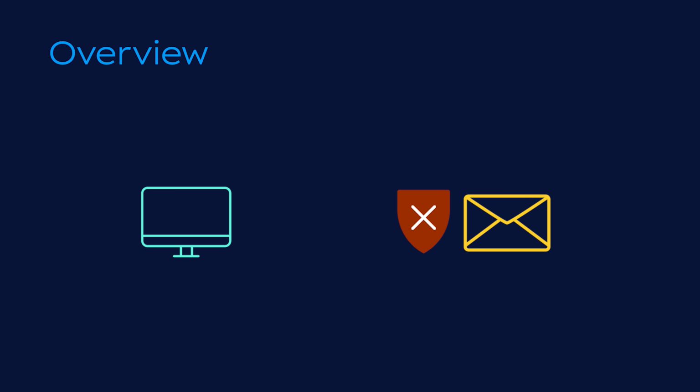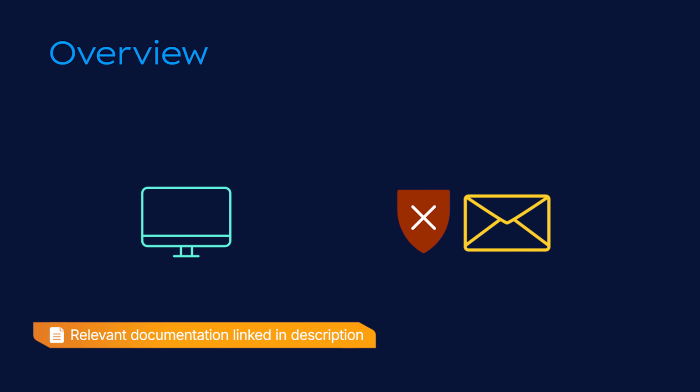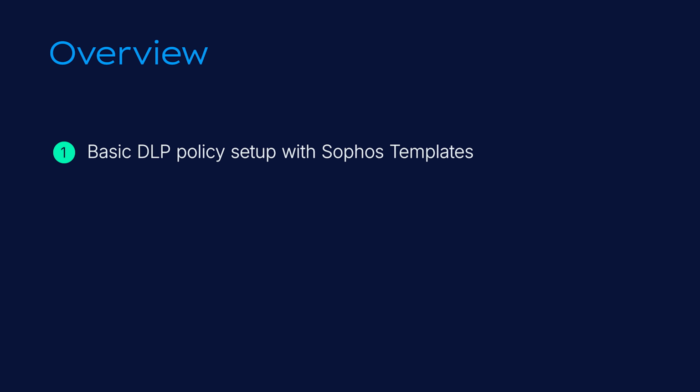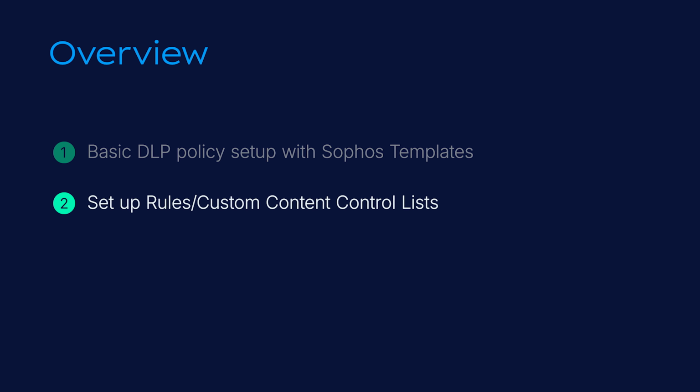The DLP rules we'll cover in this video are different from email data control policies in the Sophos email product. For more information, a link to documentation on email data control policies can be found in the video description. In this video, we'll explain the basic setup of a DLP policy using Sophos templates, how to set up rules and custom content control lists, and lastly, how to set up an advanced expression.